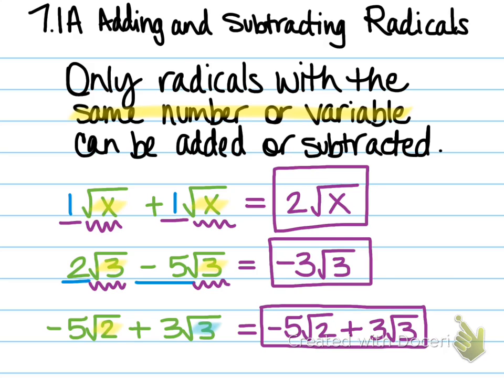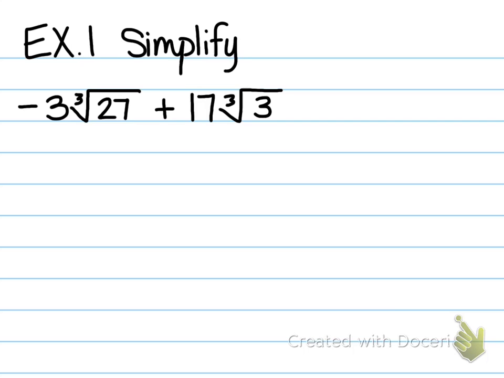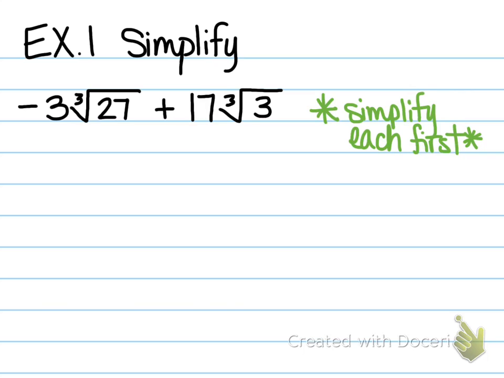Okay, so just keep in mind that only when the number or variable underneath the radical is exactly the same and it's the same root can you add or subtract the numbers in front. So let's look at a few examples. All of these are going to say simplify. So I've got negative 3 cube root of 27 plus 17 cube root of 3. So the first thing I want to do is simplify each radical like we learned at the beginning of this section, and then I can see if I can add or subtract.